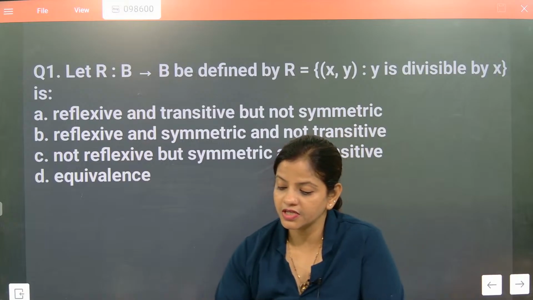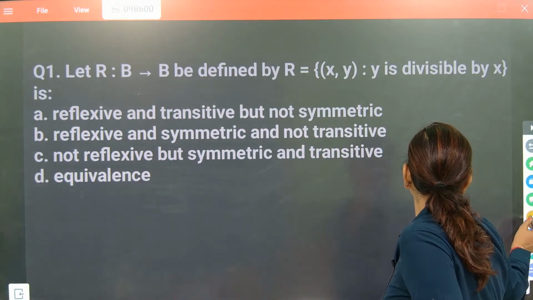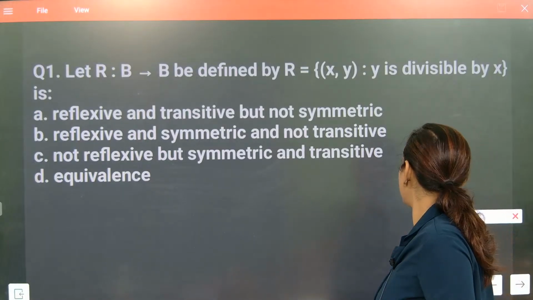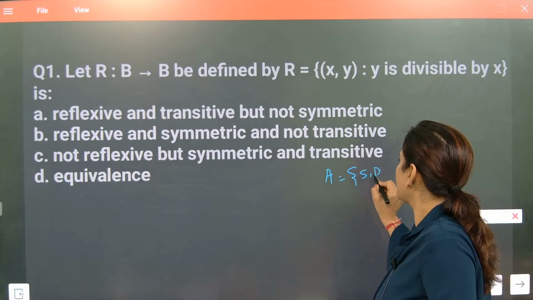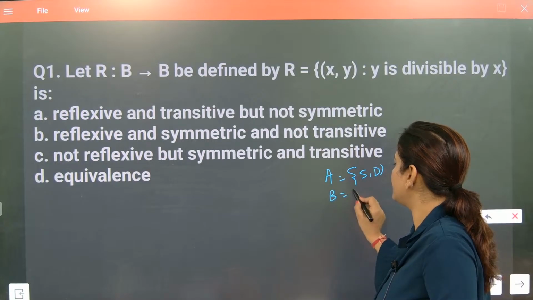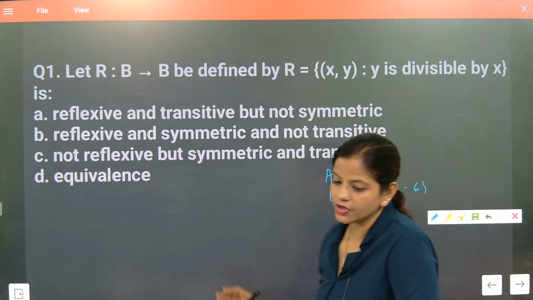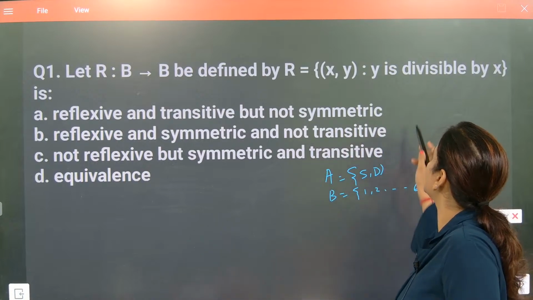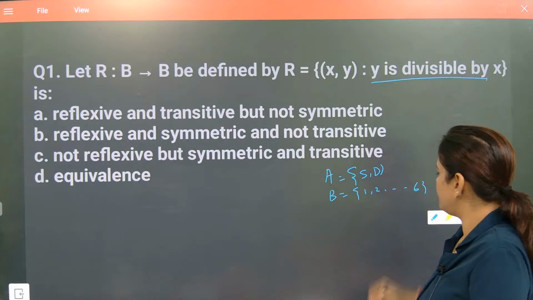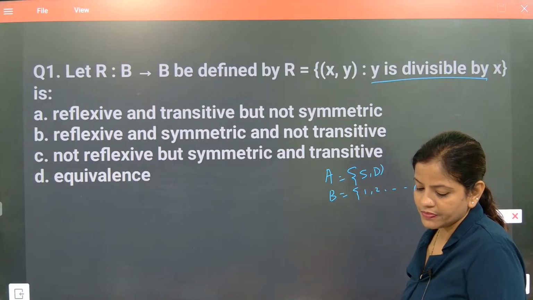Now we see two sets are there. A is having S, D, and B was having how many elements? 1, 2, 3 till 6 elements were there. Now, what are they asking there? They are asking that Y is divisible by X. So how many pairs will come?